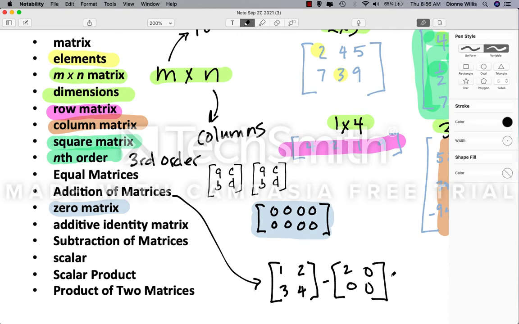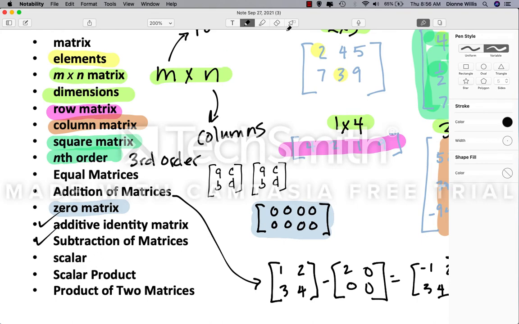Let's change it so it's not the zero matrix. So 1 minus 2 gives me a negative 1. And then everything else would be the same because I left it that way. And so this would be the result. You can see it kind of in the corner. All right. Hopefully that's making sense. So we've got additive identity matrix, a subtraction of matrix.